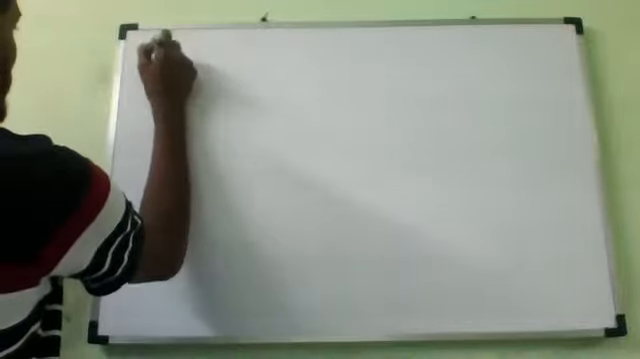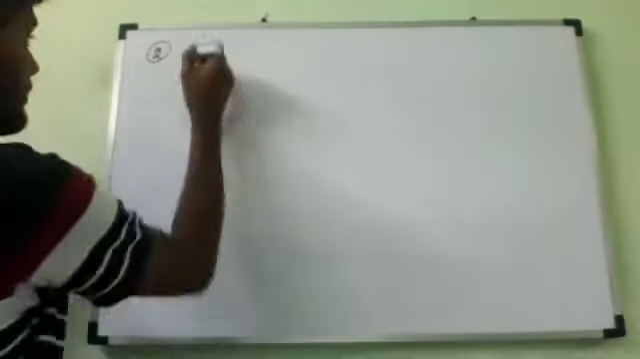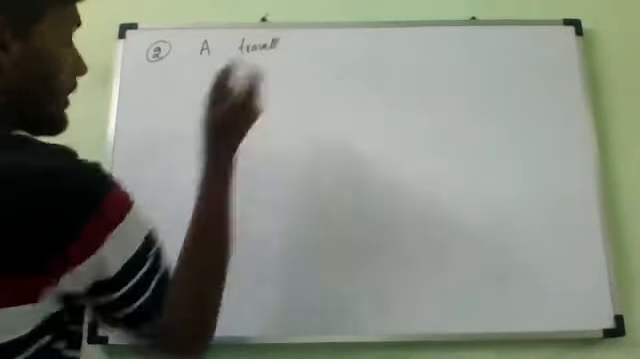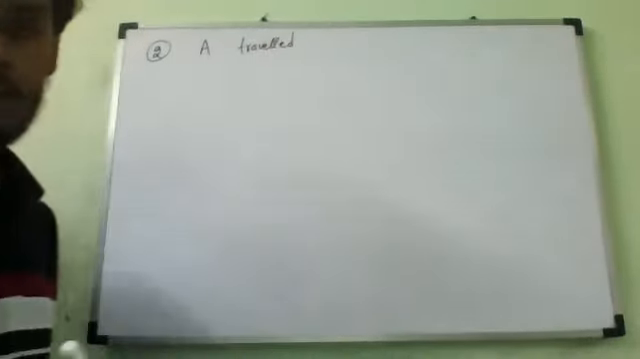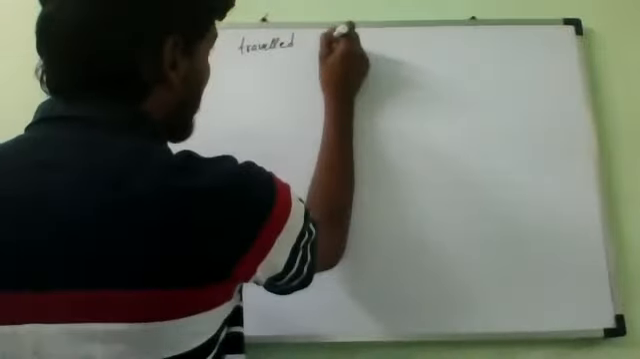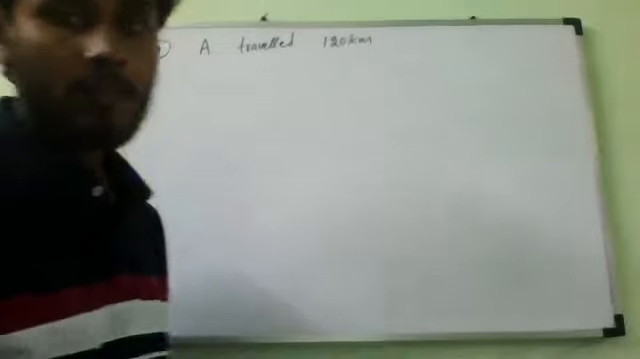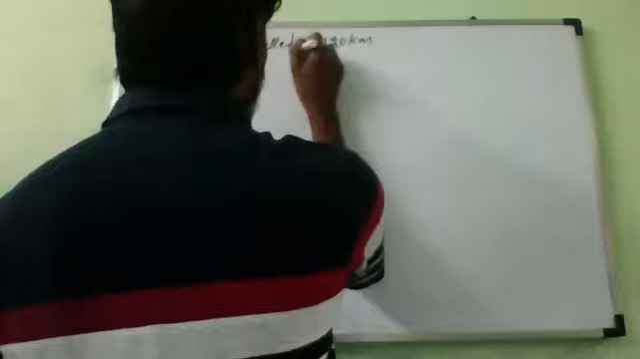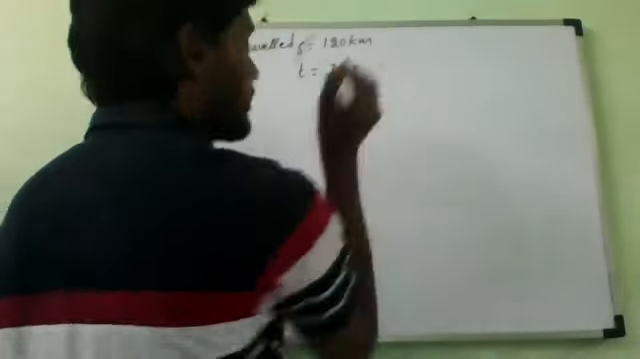Example 2. Sample problem 2. The train A traveled a distance of 120 kilometer in 3 hours. So time t is equal to 3 hours.